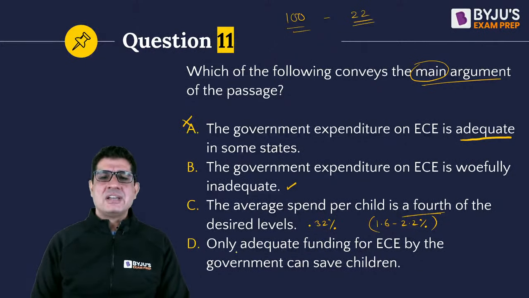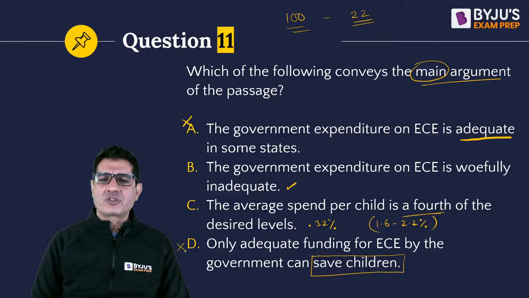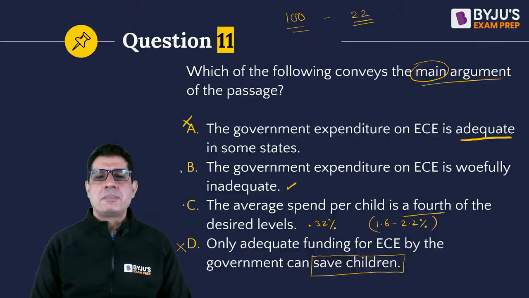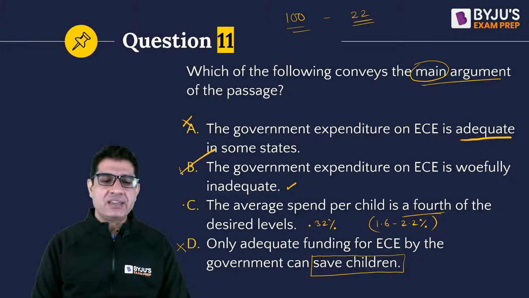So that would work. And then D, only adequate funding for ECE by the government can save children. We are talking about saving children or educating children. The passage is about educating, not saving per se. So D becomes broad. It goes beyond the scope of the passage. And between B and C, B captures, or is closer to, the right tone of the passage. C is, factually as well as in terms of tone, not exactly to the point. So B is our answer for this particular question.